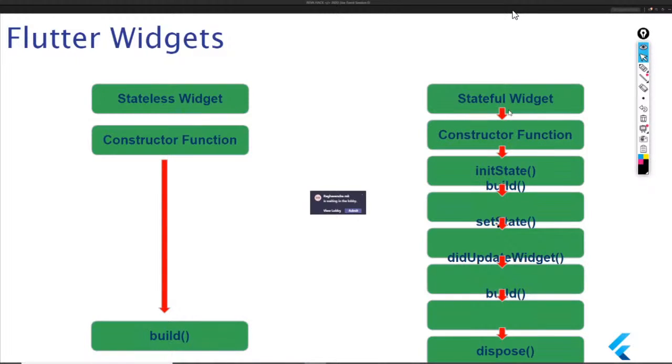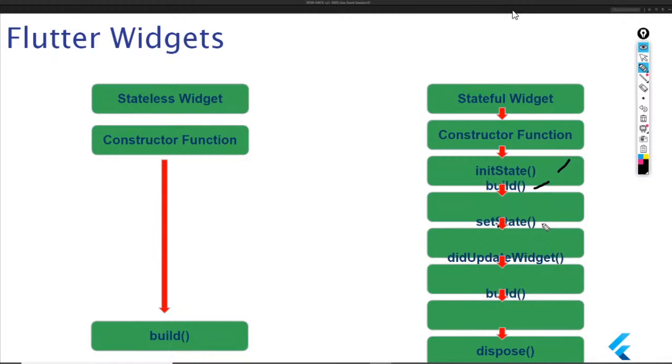Then in stateful widget we have various functions like init state. What init state does is, whenever you render your widget tree on the screen, this method at the top is called init state. So whatever is inside the init state function will be executed first every time you render the screen, the widget tree on your app. Build method calls your widget tree.